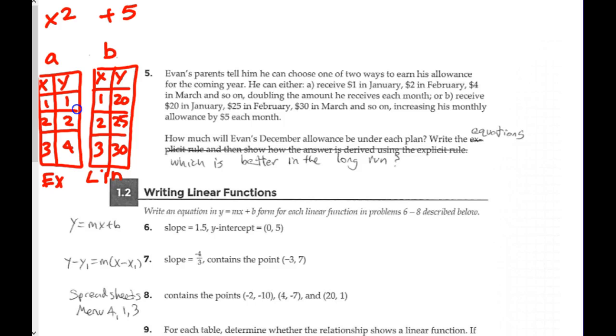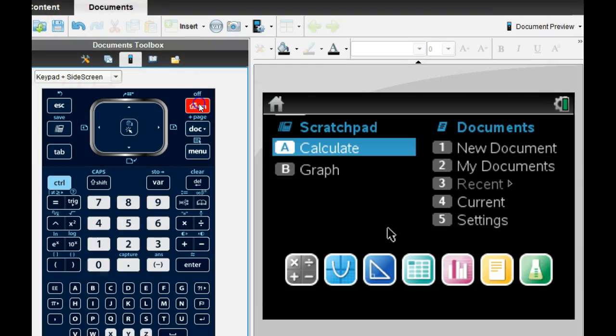Alright? So how much will Evan's December allowance be? December. Now what month is December? If 1 is January, 2 is February, December is going to be the 12th month, right? So all we got to do is get these equations and check the 12th month, okay? Which is going to be better in the long run in the 12th month, right? So let's find out. Go to the spreadsheets.